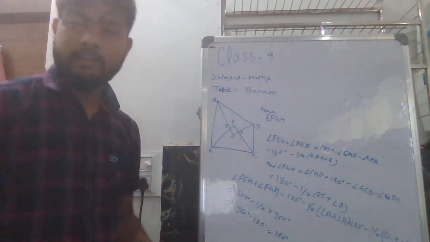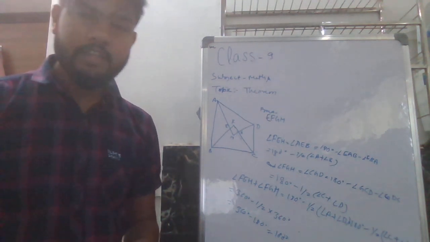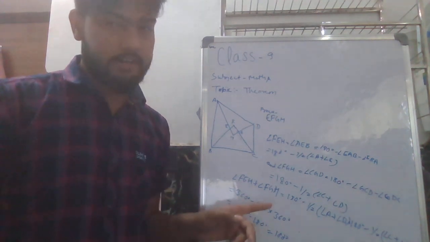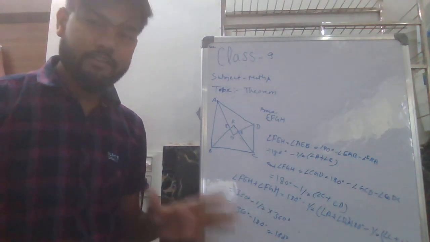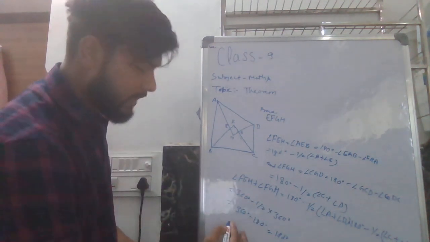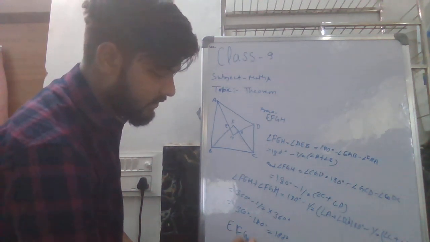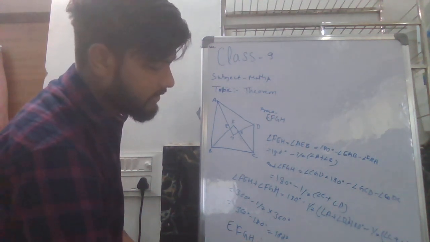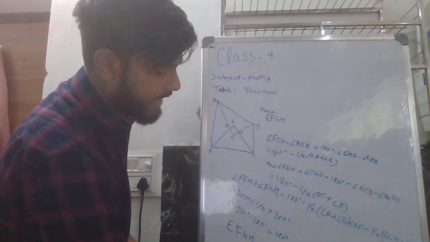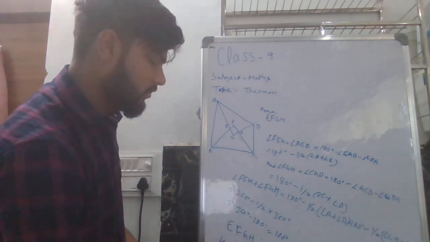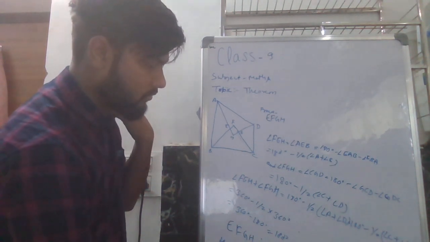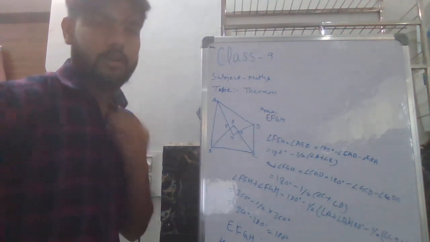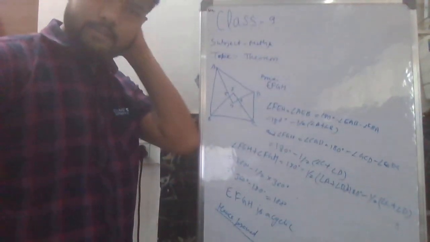So here we can see that the sum of opposite angles of this quadrilateral is 180 degrees. Therefore the quadrilateral EFGH is cyclic. So here the theorem is hence proved. I hope everyone is clear.